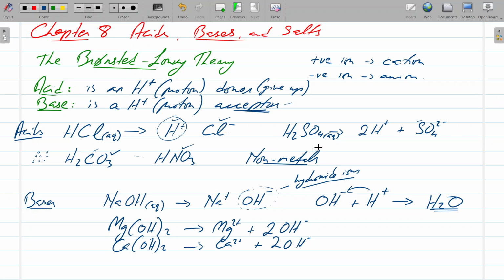But what you noticed over here is it was all non-metals forming acids. Over here you notice they're all metals. Sodium's a metal, magnesium's a metal, calcium's a metal.